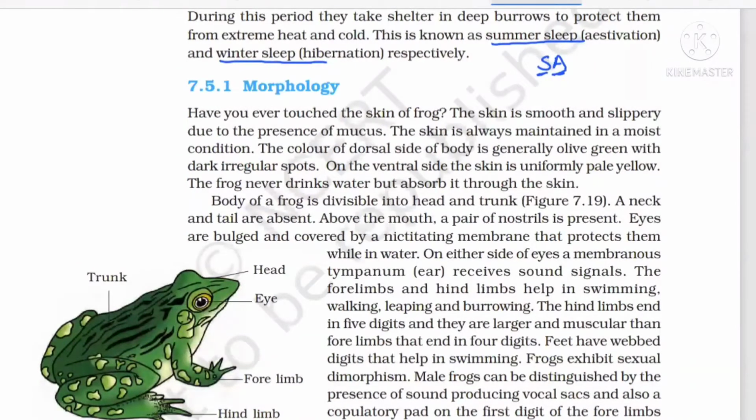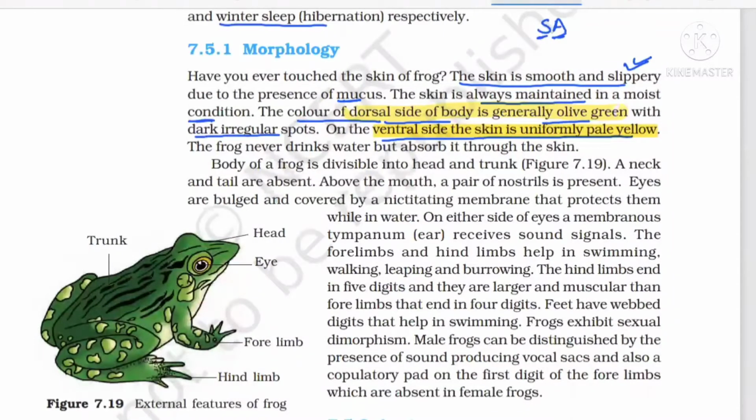Now, if you see, the skin of the frog is smooth and slippery. And why is it slippery? Because of mucus, which maintains the moist condition. Skin is moist. Dorsal side is olive green with dark irregular spots, and the ventral side is uniformly pale yellow. Make this highlight: dorsal side color is olive green, but ventral side color is pale yellow. Frog never drinks water because it absorbs moisture through the skin. Again, this can be framed as a statement question.